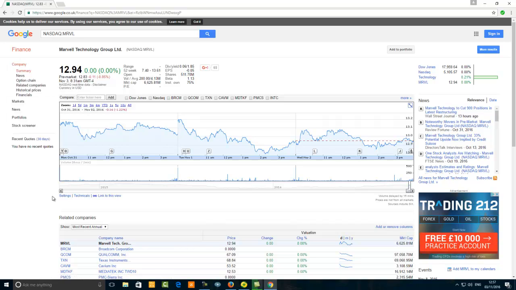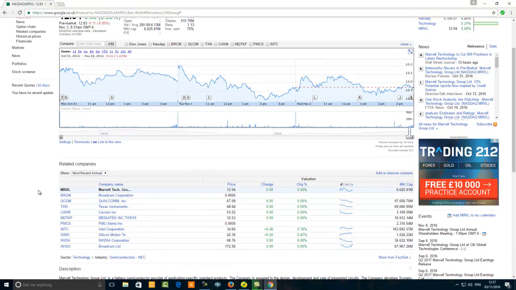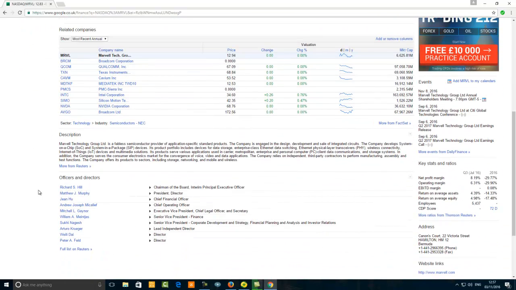Whenever you are buying a stock, you are investing in a management, you are investing in the policy that the directors are putting in place, and you are investing in the future of the company. You are investing also in a product that they are about to create and that they have already created. So what is Marvell? According to Google Finance, Marvell Technology Group is a fabless semiconductor provider of application-specific standard products.